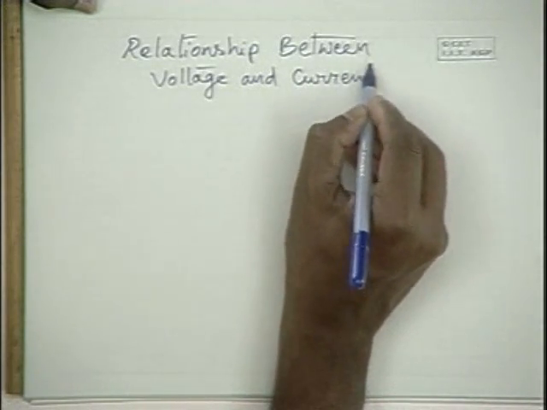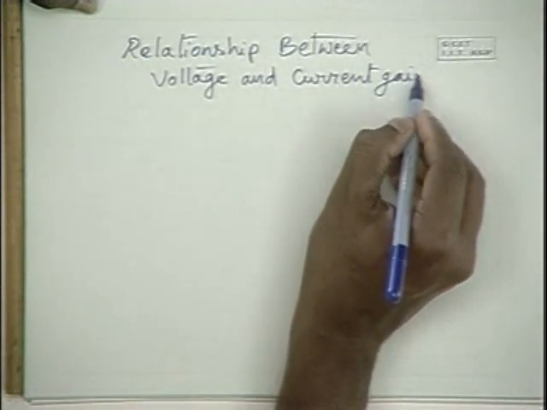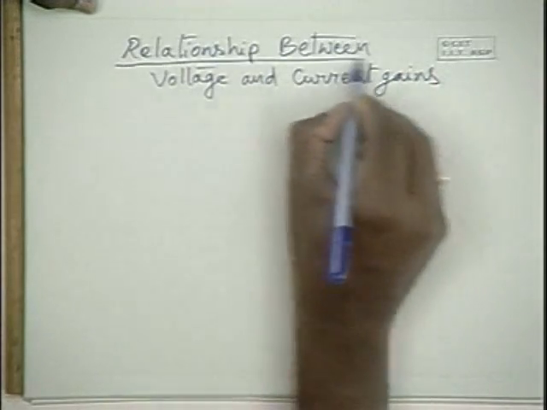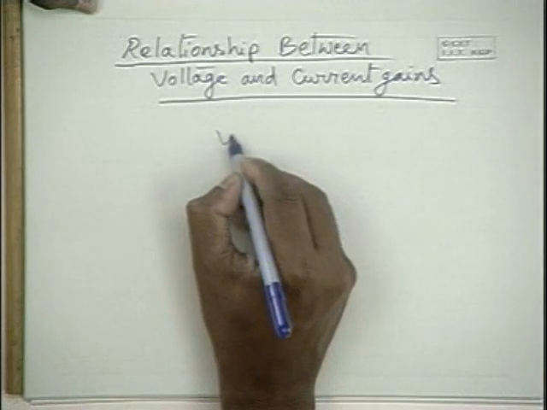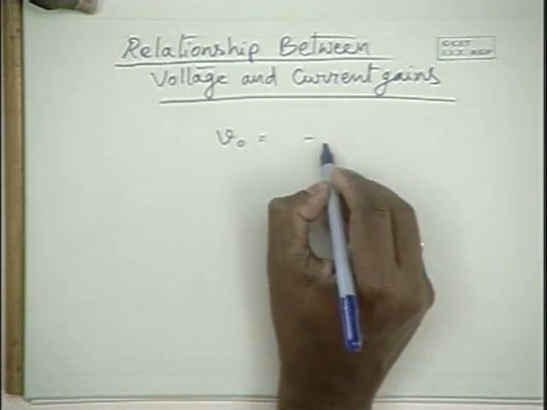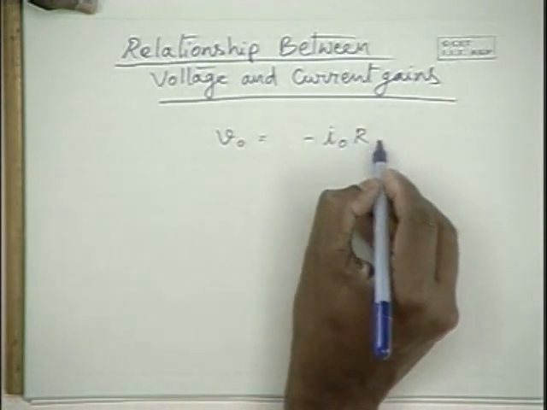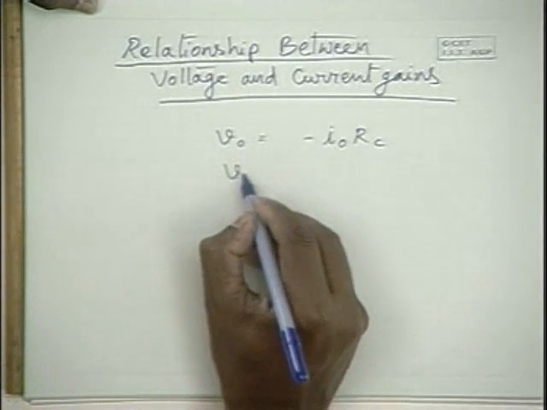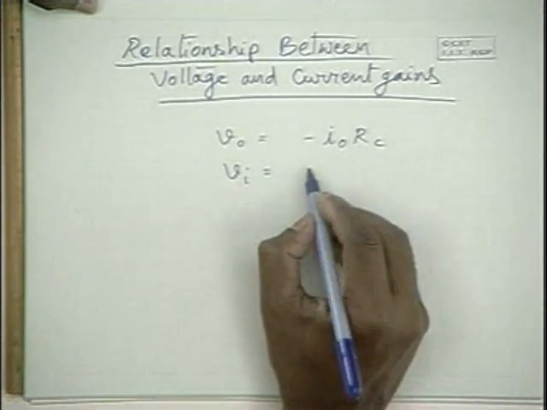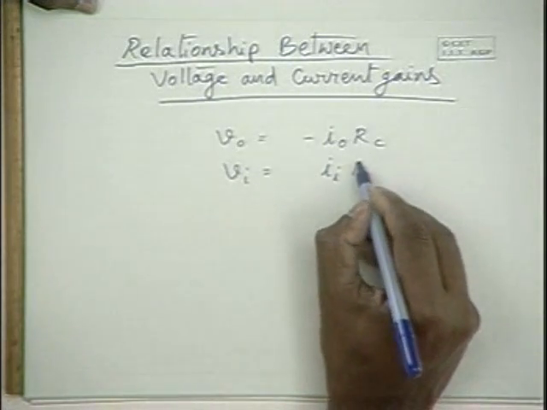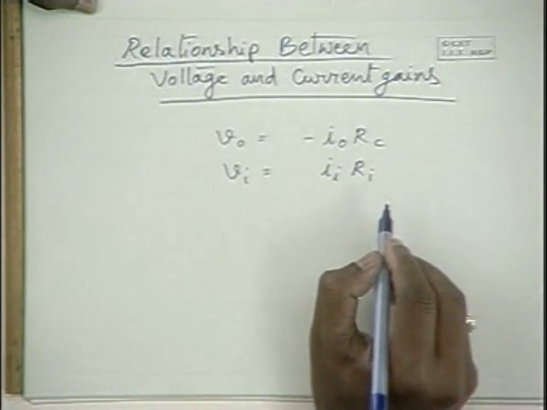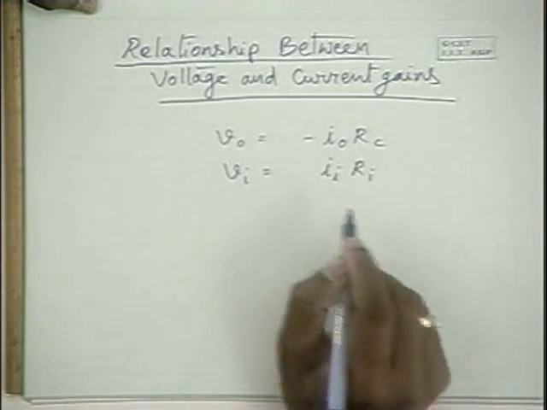Relationship between voltage and current gains. The output voltage V naught is minus I naught RC, and the input voltage Vi is equal to Ii into Ri. Please note the current direction: the current is the ingoing current.